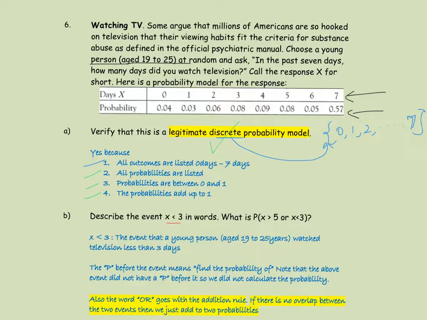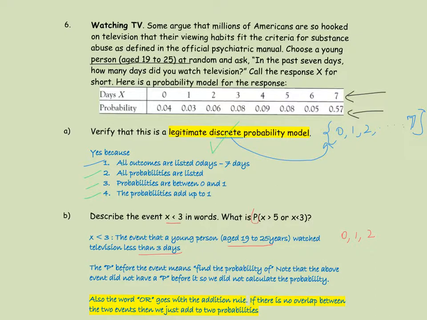So what does x less than 3 really mean? X is a variable, so here it's a count, so it's numerical, so you can call it x. Less than 3 would mean x is 0, 1, or 2. So what exactly does that mean in the context of this problem? It means that it is the event that a young person in the age group of 19 to 25 years watched television less than 3 days in the last week.